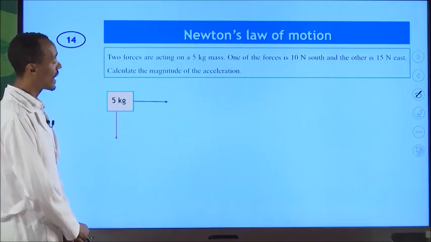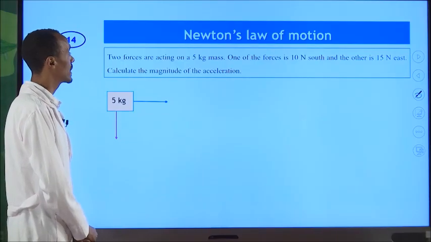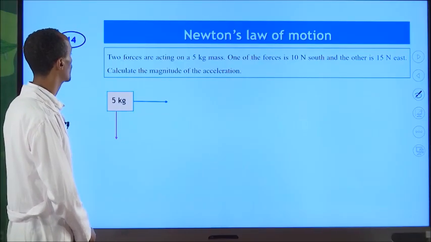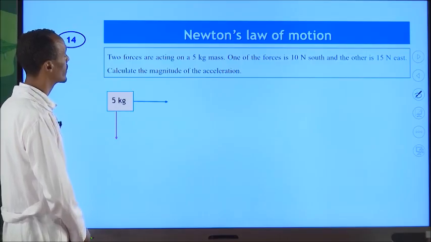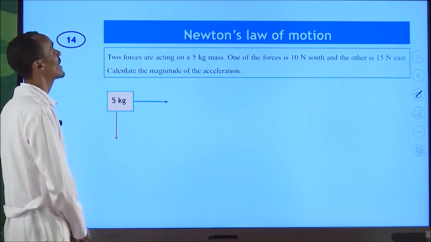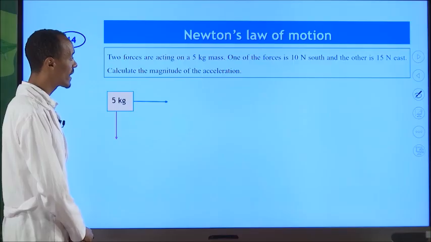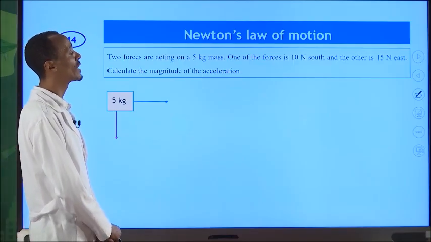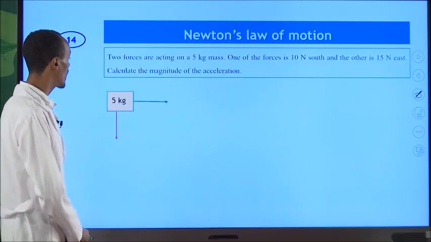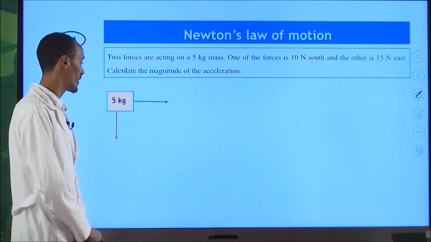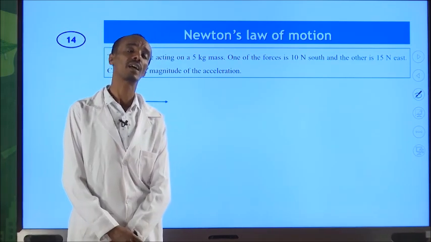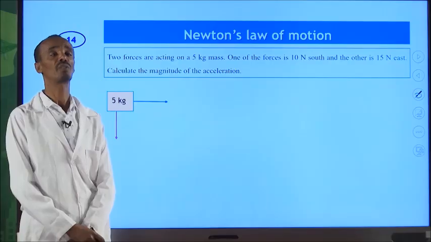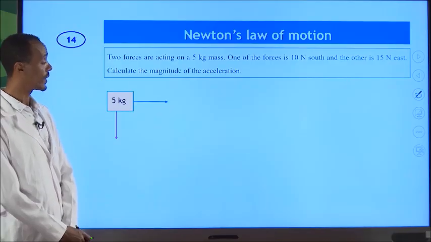Let's consider another example now using Newton's laws of motion. Two forces are acting on a 5 kilogram mass, one force is 5 newtons south and the other is 15 newtons east. Calculate the magnitude of the acceleration. Students, take 2 minutes and calculate the acceleration of the problem displayed on the screen.